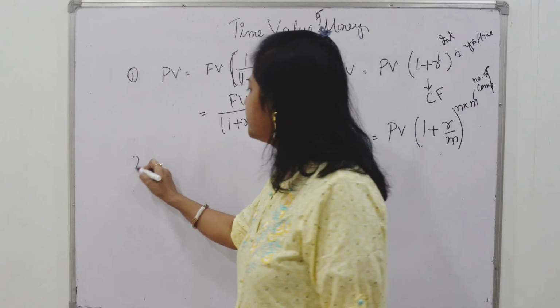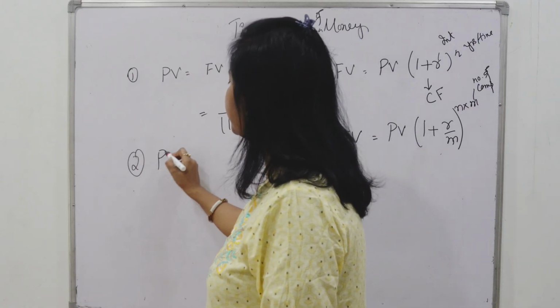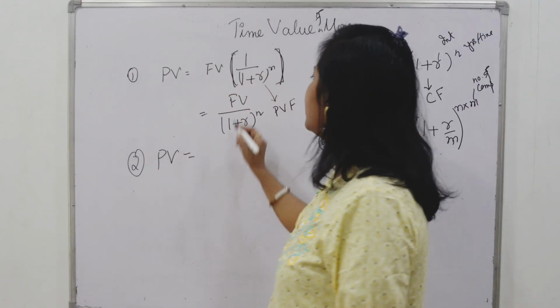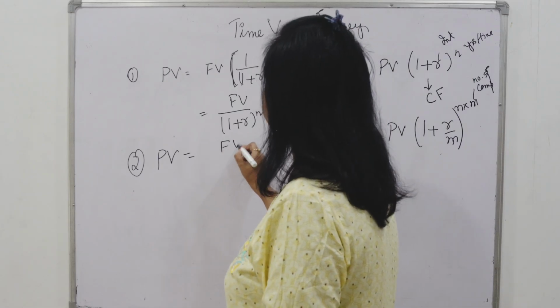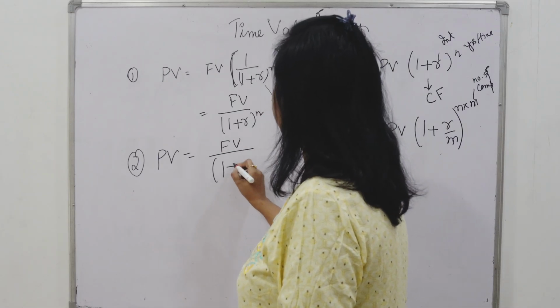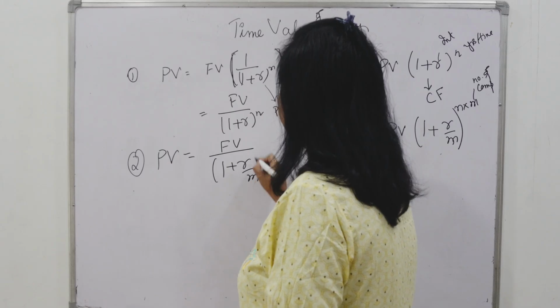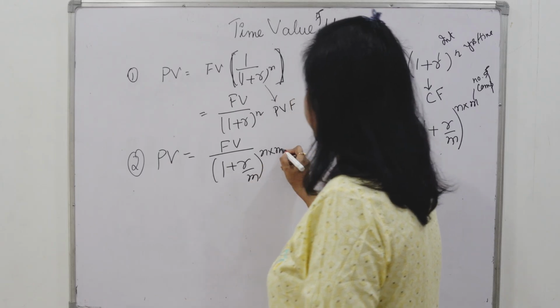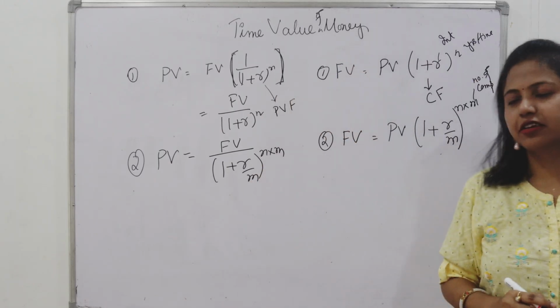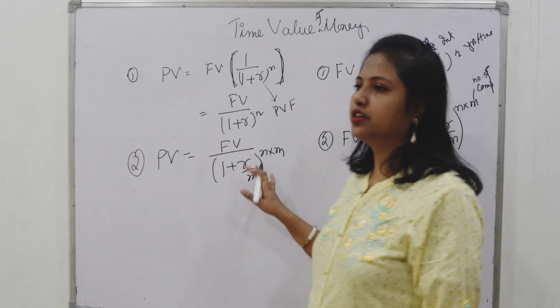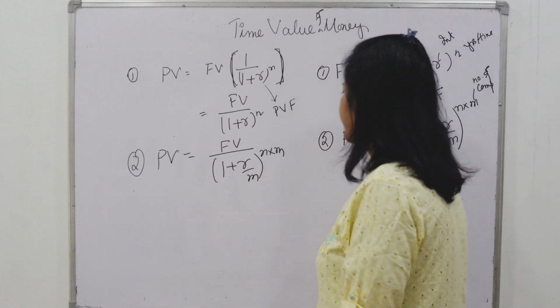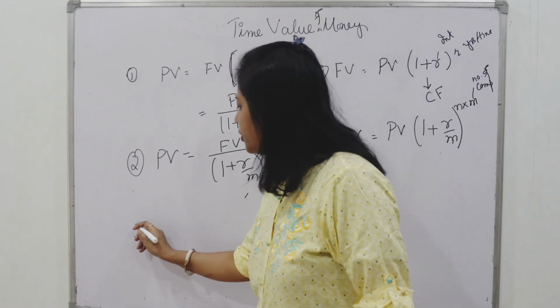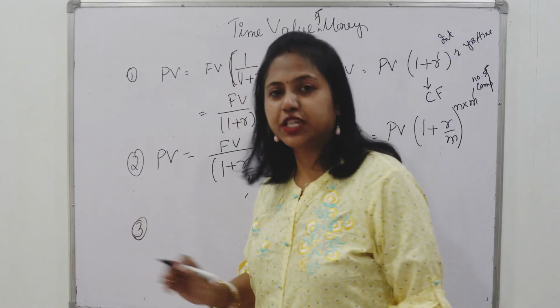Whereas in the present value, if the discounting is done for more than once in a year, the formula gets a little modified: future value divided by (1 plus r by m) to the power n into m. So nothing, just the m factor comes here if it is compounded or discounted more than once in a year. Then we have seen another case where you have present value of annuity.